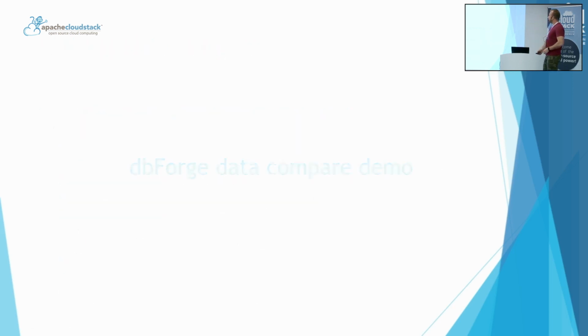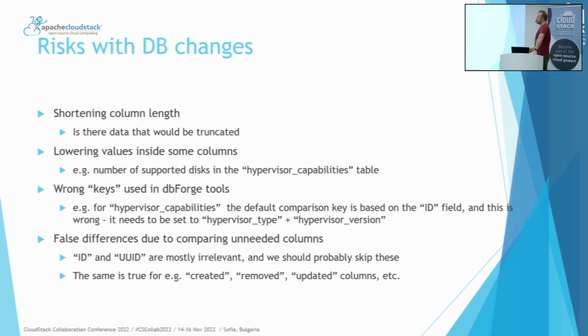All right, moving forward, risks associated with these database changes, whether they are schema changes or data changes. If you shorten a column length to be in sync with what CloudStack expects, is there any data going to be truncated in this column? So you cannot just bluntly do that. Or if you're lowering the value of maybe number of supported disks for a certain hypervisor from 252 in Xen to, I believe, 12 as we have in our database, does any VM have more than 12 disks attached? Will it cause issues if you lower this value?